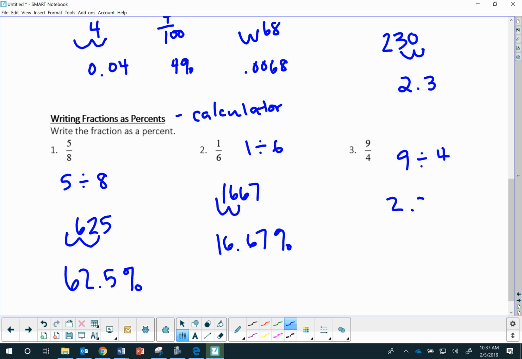This equals 2.25, or 2 and 25 hundredths. 2 places to the right, again, this equals 225%.